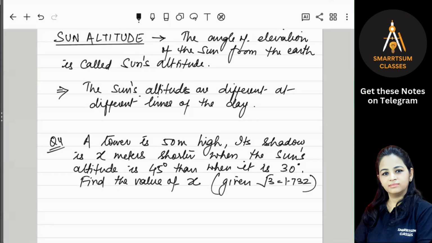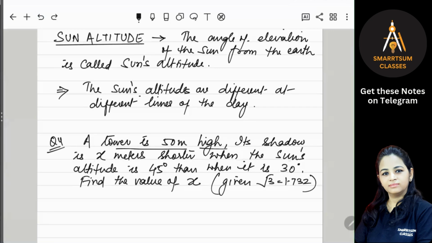Now look at this question, question number 4. A tower is 50 meters high. Its shadow is x meters shorter when the sun's altitude is 45 degrees than when it is 30 degrees. Now you have to find the value of x, and it is given that root 3 is 1.732.